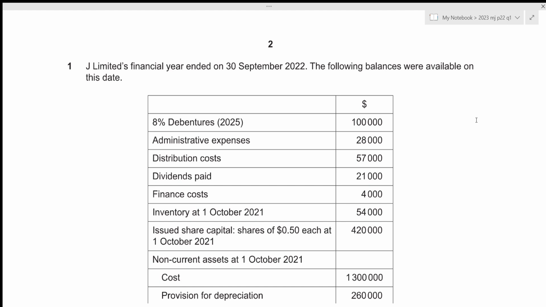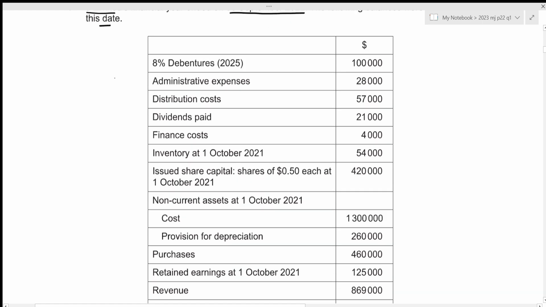And since question number 1 is of 30 marks, ideally you should be spending about 35 minutes to complete this question. And in this video as well, we will be attempting to solve this question under 35 minutes. So without any further delay, let's get started. GA Limited's financial year ended on 30 September 2022 and the following balances were available on this date. Okay, we're given a bunch of information.